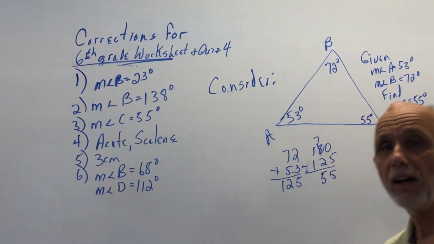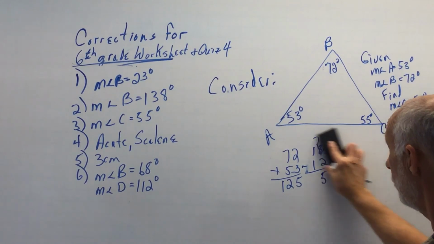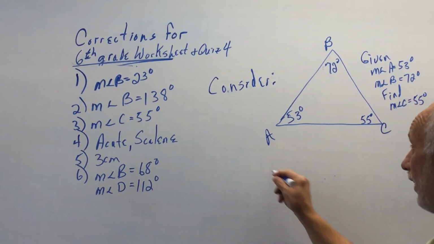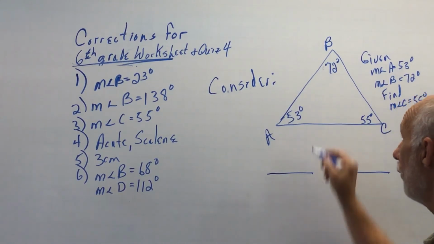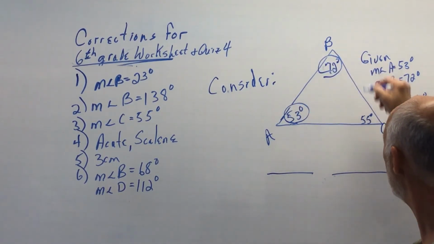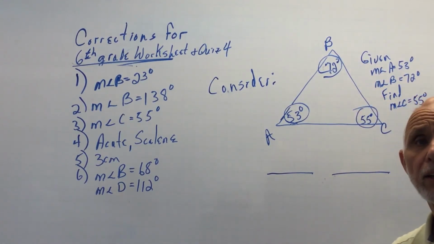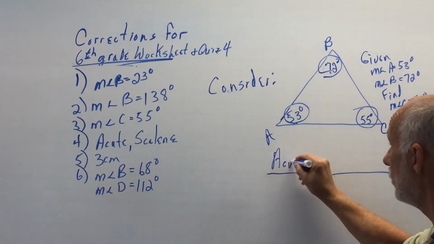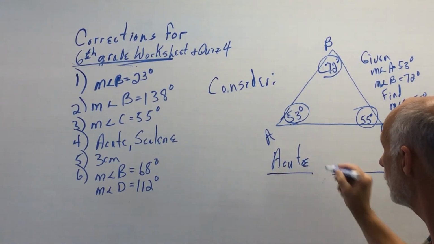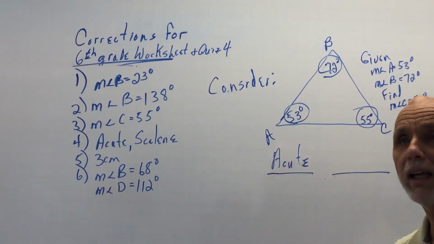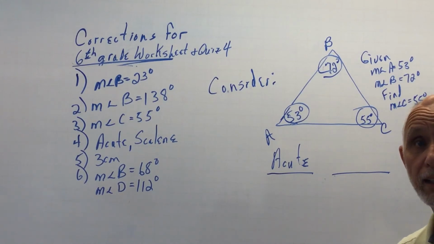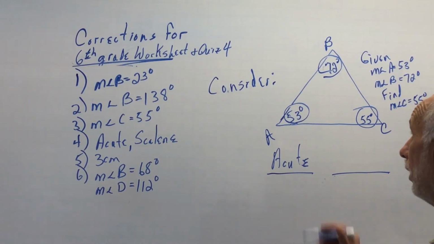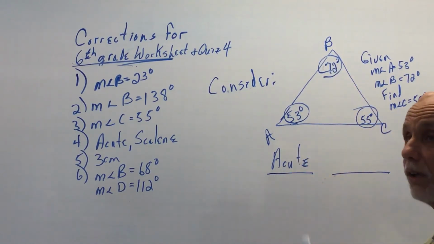By the way, after you found the measurement of the angles, looking at the problem, I said to classify it by angles and by sides. By angles, all three angles, 53, 72, and 55, all three angles are acute. That means it's an acute triangle. Please remember, acute triangles, all three angles are acute. In a right triangle, one angle is 90 and two are acute. In an obtuse triangle, one angle is greater than 90 and two are acute. So when all three angles are acute, it's an acute triangle.